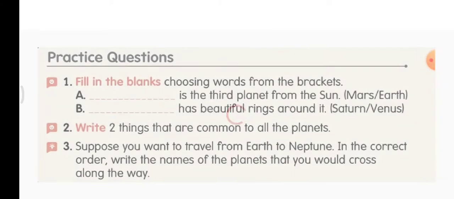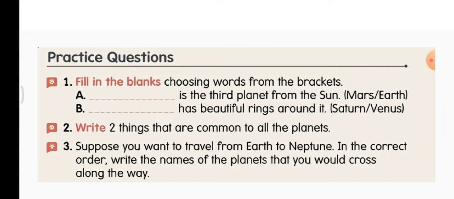Open your content book. Fill in the blanks choosing words from the brackets. A. Dash is the third planet from the sun. Is it Mars or Earth? It is Earth. So put a tick on the word Earth and write the spelling Earth in the blank. B. Dash has beautiful rings around it. Saturn or Venus? If you look at the picture, you'll observe that Saturn has rings around it. So put a tick on the word Saturn and write the whole spelling in the blank.